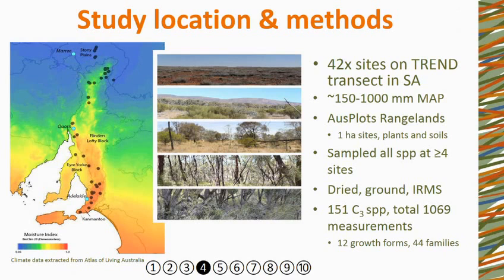These have been established using the AusPlots rangelands methodology. This is a fantastic program of national infrastructure that I'd encourage you to investigate more about, at which these 1 hectare sites, all of the vascular plants have been recorded, both their structure and identification, and all of that data is available, and the samples that have been collected are available for use by researchers anywhere. I accessed these samples, and for every species of plant that occurred at 4 or more of those 42 sites, I took a leaf sample, dried it, ground it, and subjected it to isotope ratio mass spectrometry, for a total of over 1,000 measurements from 151 species of plants. That included 12 growth forms, so a range of different grasses and forbs and trees, to test which responses we saw.